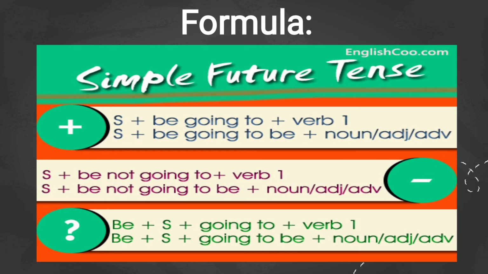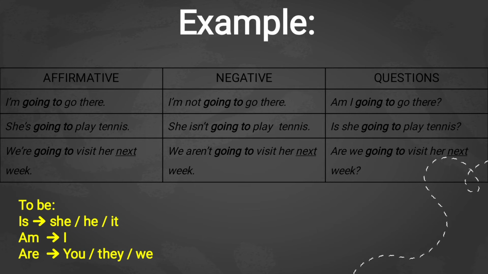Remember that the be here means to be. You can use is, am, are. Okay, like what I show you in this example. In this slide, we can know that to be is for she, he, it, and then am for I, are for you, they, we. Okay, let's take a look at the example.